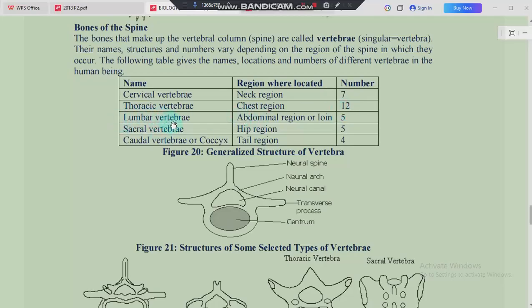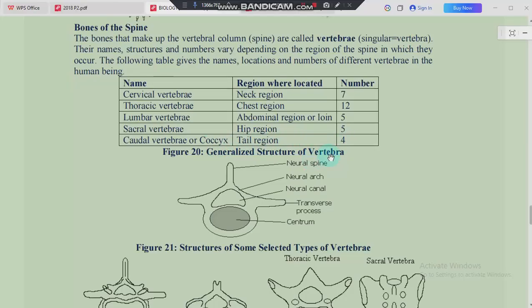And then we have the lumbar region, which is the abdominal or loin region, made up of 5. Then we have the sacral vertebrae, which is your hip region, consisting of 5. And then we also have the caudal or the coccyx, the tail region. This one is made up of 4.